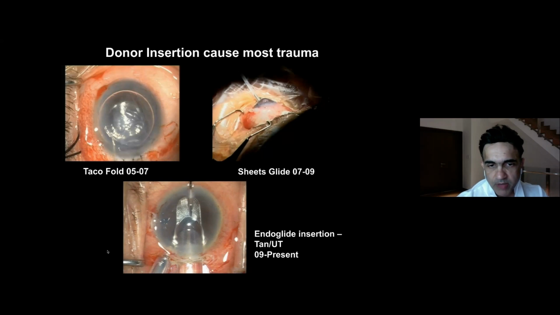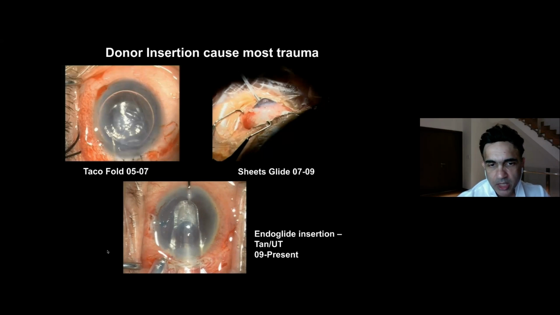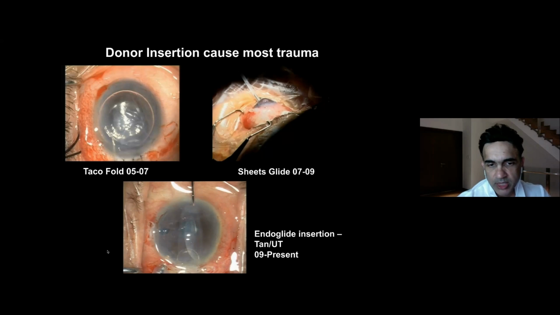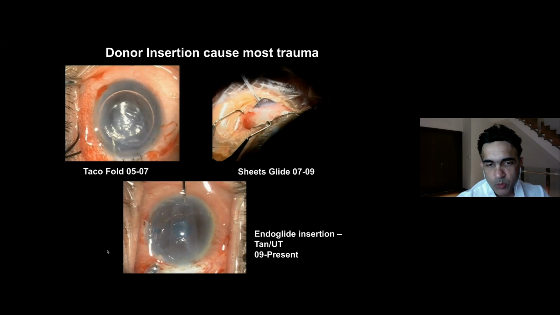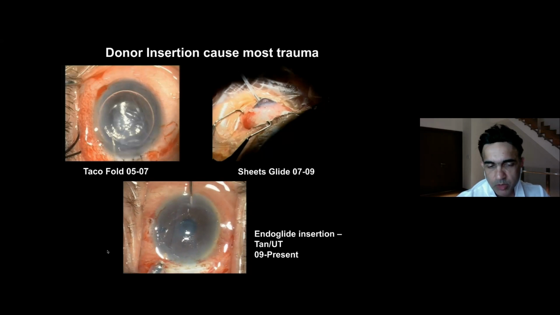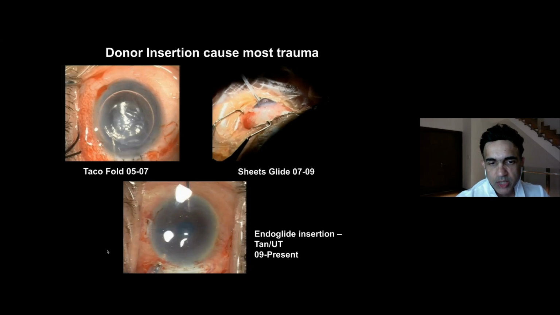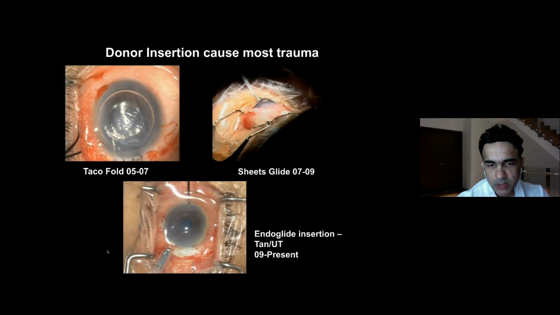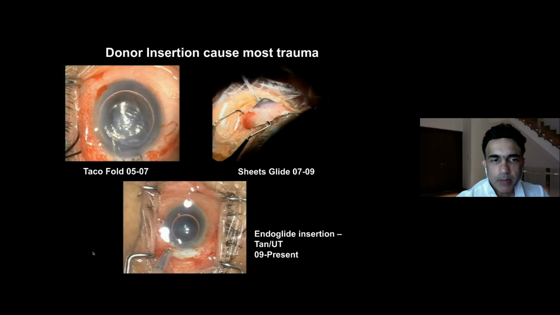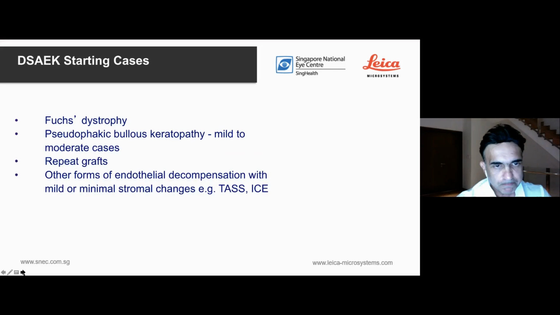We then developed the Endoglide back in 2009. The first version was a standard Endoglide, or the tan Endoglide. The second version that came out in 2011 was the ultra thin Endoglide, because we wanted to use thinner tissue. You can see here when you use the Endoglide to put it inside the eye, the graft is protected all the way through. You simply hold it into position and you put the air bubbles. There's a lot less manipulation of the graft itself compared to using taco folding.